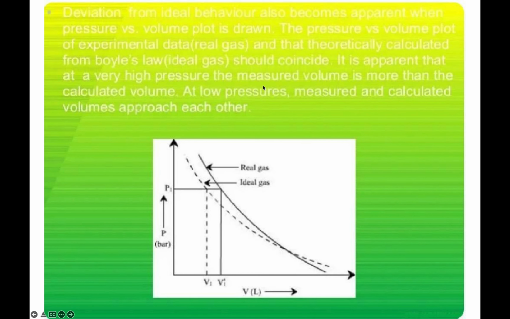Okay, so here, for deviation from ideal gas behavior, a pressure versus volume plot is drawn, by taking experimental data for a real gas, and it is calculated using Boyle's law for an ideal gas, they should coincide. So it's very clear that at high pressure the measured volume will be more than the calculated volume. At low pressures the measured and calculated volumes will approach each other, which is very clear from this graph. This is for the real gas, the black one. The dotted line is for the ideal gas.